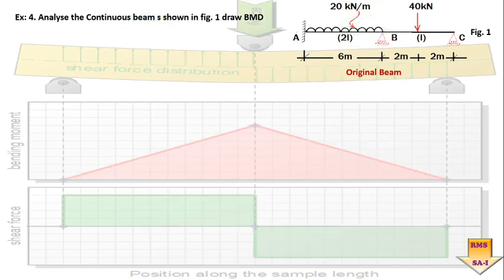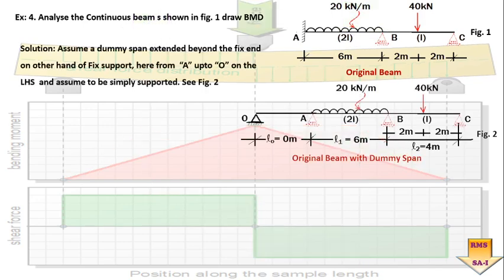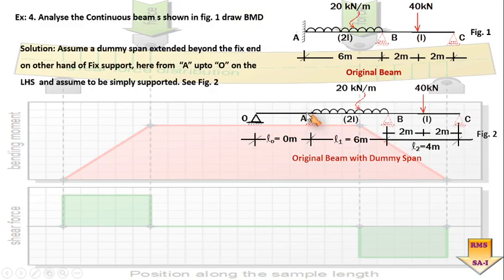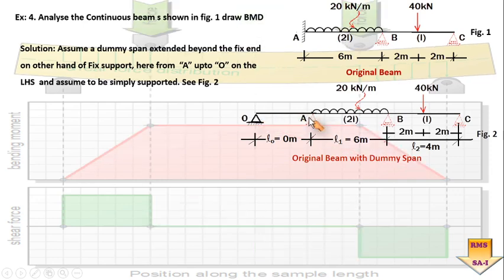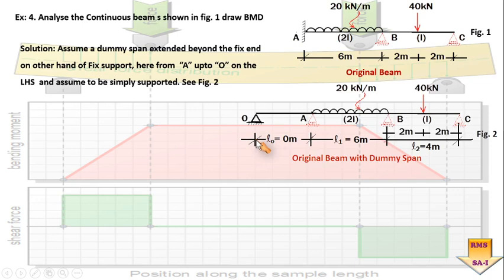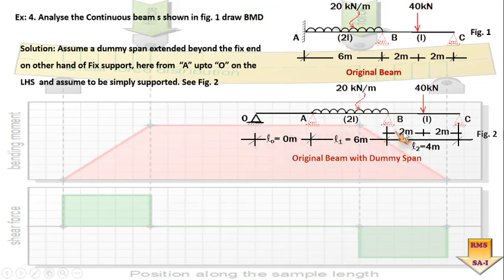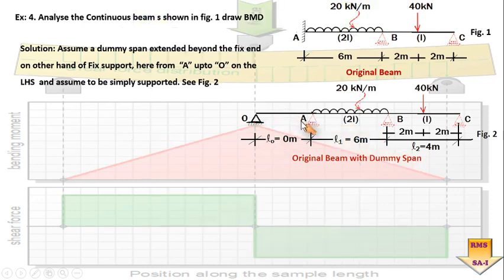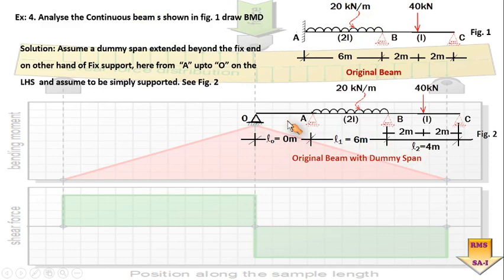Now let us see what we can do with the fixed end. In figure number 2 we can see I have simply extended one dummy span on the left hand side of point A. So this OA is a dummy span having all the parameters as dummy or equal to 0. Here you can see the length I have considered is equal to 0 meter and rest of the things are as usual, only with the difference that we have extended a dummy span on the left hand side of point A. So this is what we have to do initially.